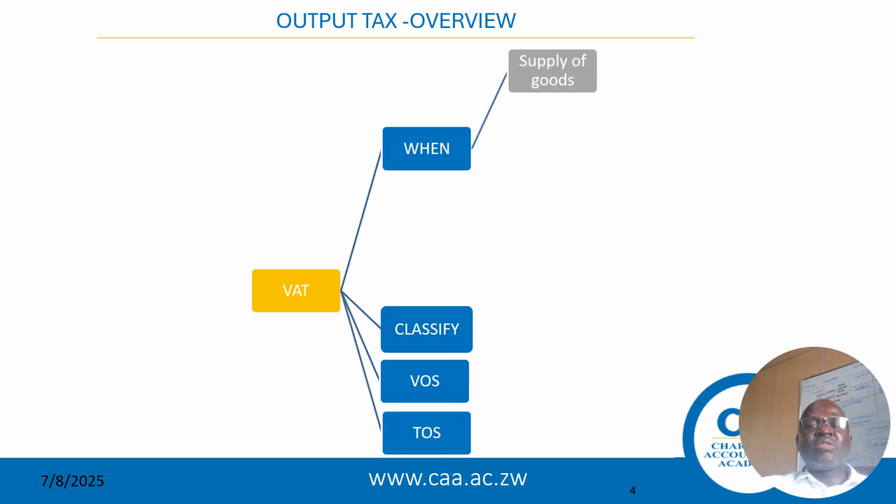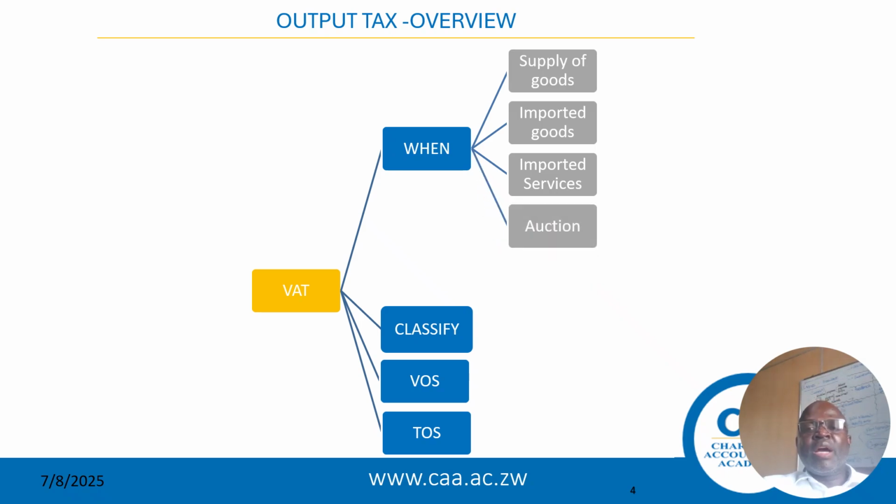So output VAT arises only when either there's a supply of goods and services by a registered operator in furtherance of a trade, which is section 6.1a, and that's going to be the subject of this recording. But output VAT can also arise, it's called import VAT, when there are imported goods, or when there are imported services, or when there are goods sold through an auction. These are the circumstances under which VAT may arise.